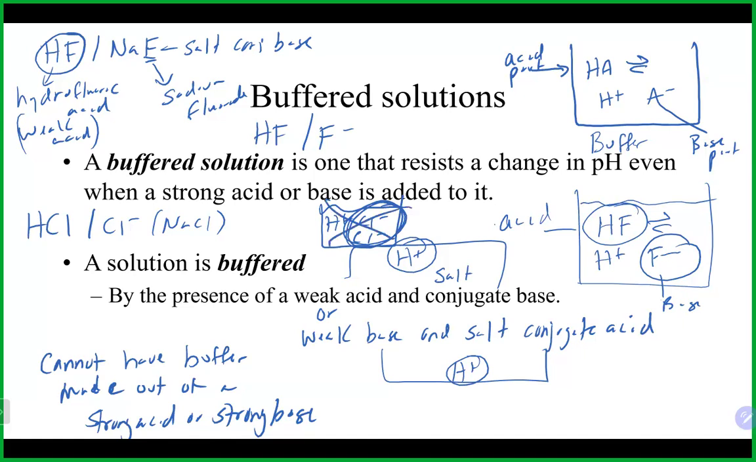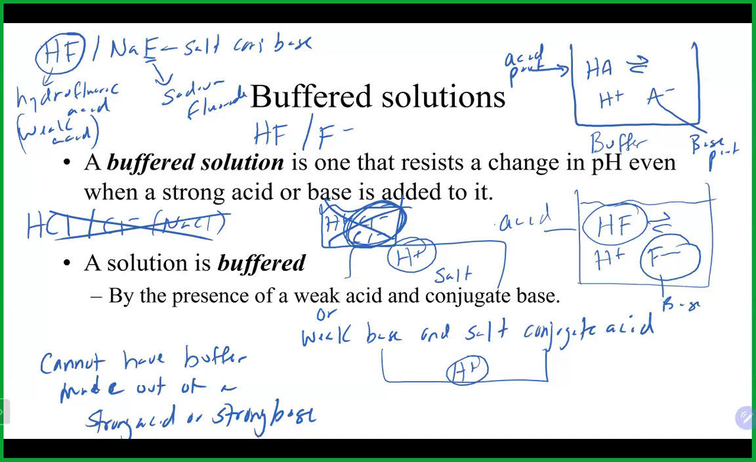So because a strong acid or a strong base will completely dissociate and break apart, there's no way to keep both the acid part of the buffer in solution and the base part of the buffer in solution at the same time. And a weak acid or a weak base could do that because it sets up this equilibrium that kind of keeps them both floating around in the solution together.